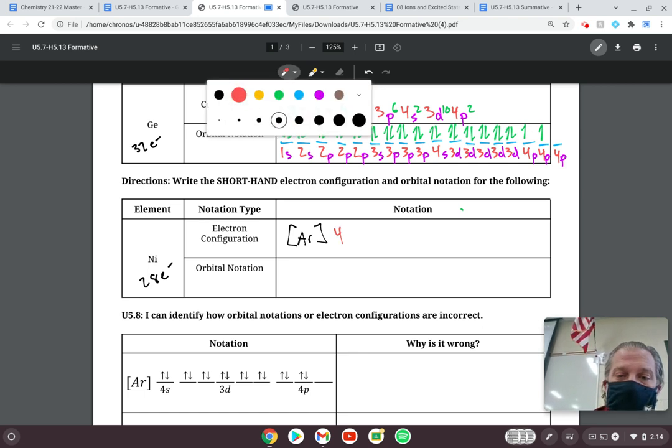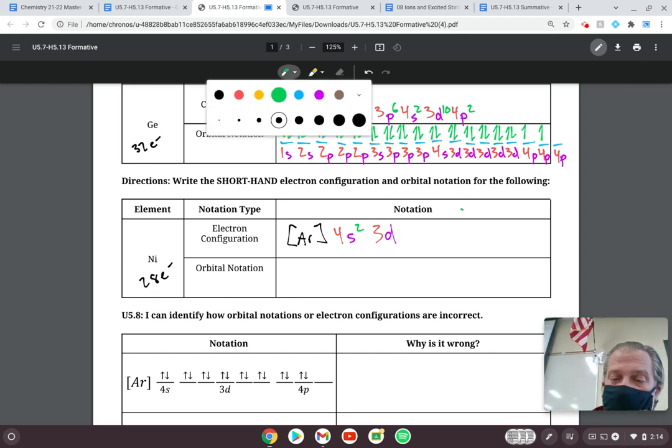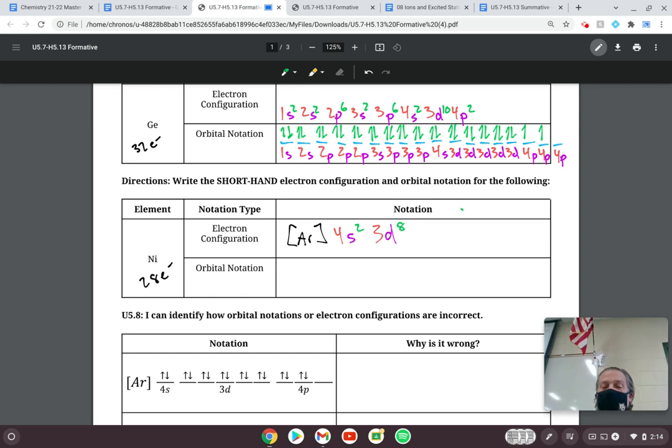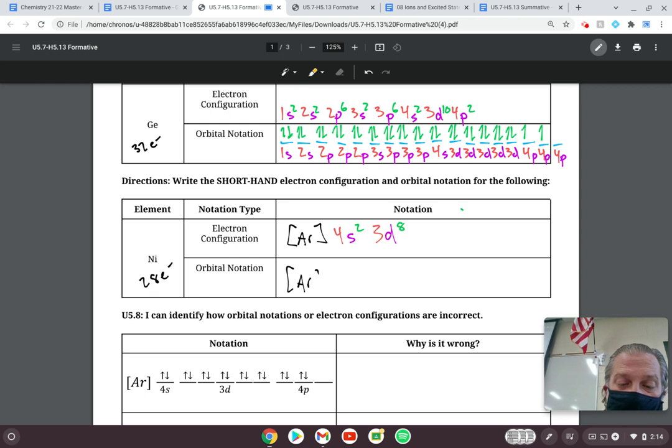So after 3p6 would come 4s2. And then after 4s2, we would go into 3d. And because it's got 28 electrons, I count over 1, 2, 3, 4, 5, 6, 7, 8. And it looks like it's going to be 3d8. So then in the next case, let's see, 1, 2, 3, 4. Yep.